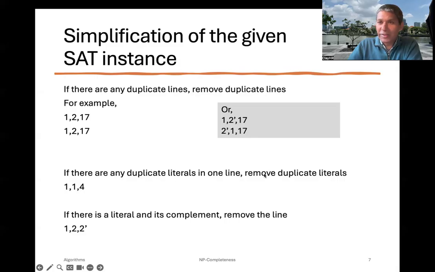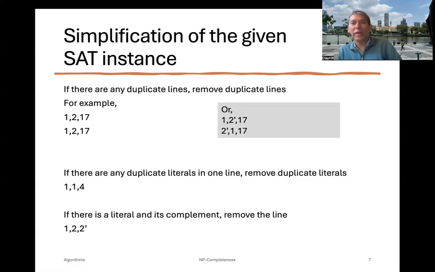Similarly, if you have duplicate literals in one line, just remove the duplicate literal: x1 or x1 or x4 essentially means x1 or x4. Now you may want to keep it, depending on how you're solving it, maybe because you depend on the three-literal-per-clause structure. Keep it, but if you want to simplify, you can do that as well. Now, if there is a literal and its complement in a line, like x1 or x2 or x2 prime, that line is always true, so simply remove it. So you can simplify the SAT instance.